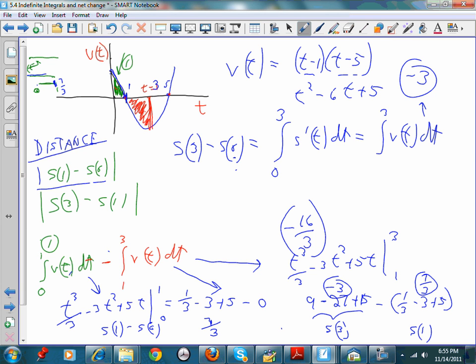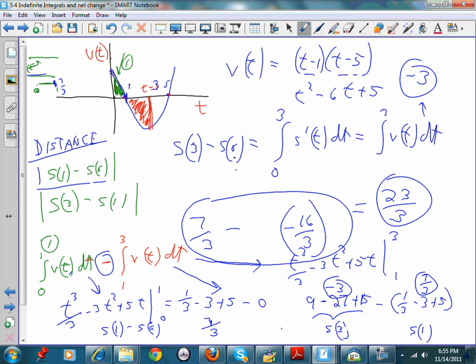Notice, though, I've got a negative of a negative. Okay, so my total distance traveled is going to be what? It's going to be 7/3 minus a minus 16/3. I got a little bit sloppy, I'm sorry. It's going to be 23/3. That's my distance traveled.